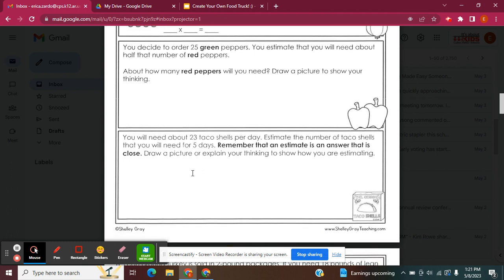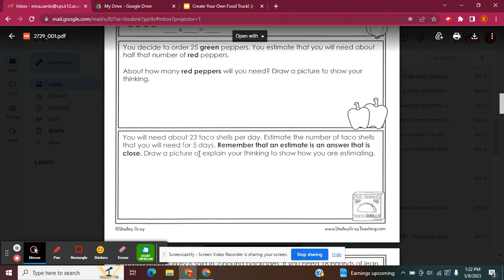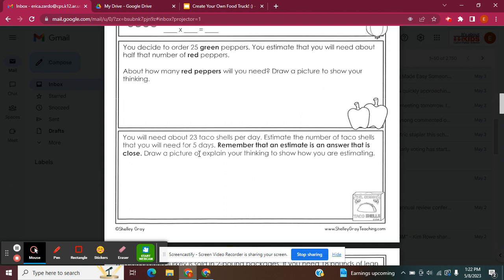Okay? And then on this one it says you will need about 23 taco shells per day. Estimate the number of taco shells that you will need for 5 days. Remember that an estimate is an answer that is close. Draw a picture to explain your thinking to show how you are estimating. Okay, so on estimating, you don't want an exact number.